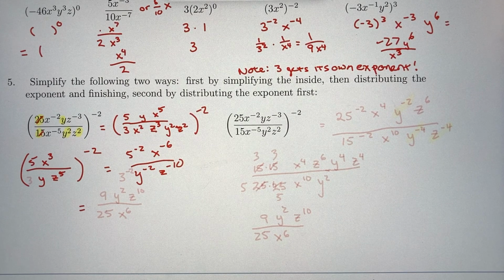Let's move things around. Oh, what happened with my 3? 3 to the -2. Okay, 5 to the -2 is 25 on the bottom. X to the -6 is x to the 6th on the bottom. 3 to the -2 is 3 squared on the top. Z to the 10th. Well, that was painful. Okay, let's try distributing the exponents first.